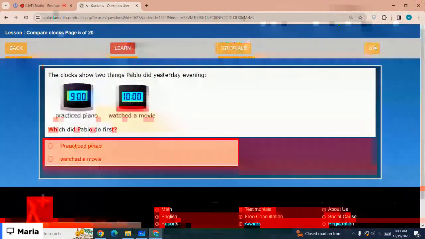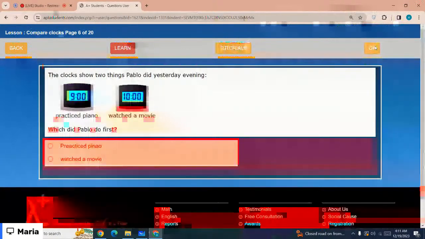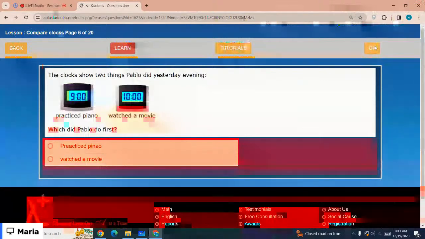Okay, the next one is the clock shows two things Pablo did yesterday evening, right? The two things are practiced piano at 9, then watched a movie at 10. So which did Pablo do first? Which is the correct option? Yes, he practiced piano at 9, then at 10 he watched a movie, right? That means the first thing Pablo did is practiced piano, right? Option number 1 is the correct option.